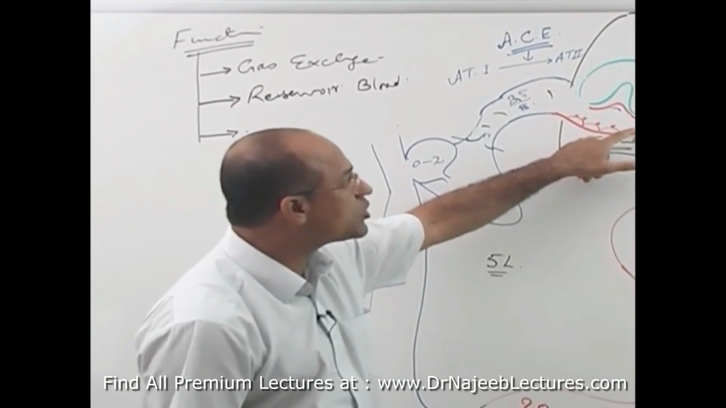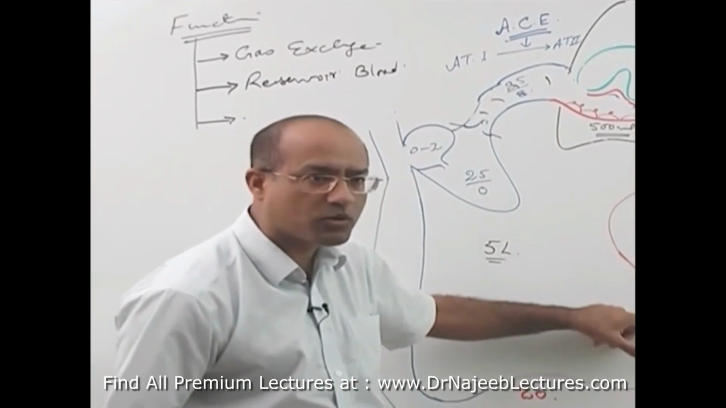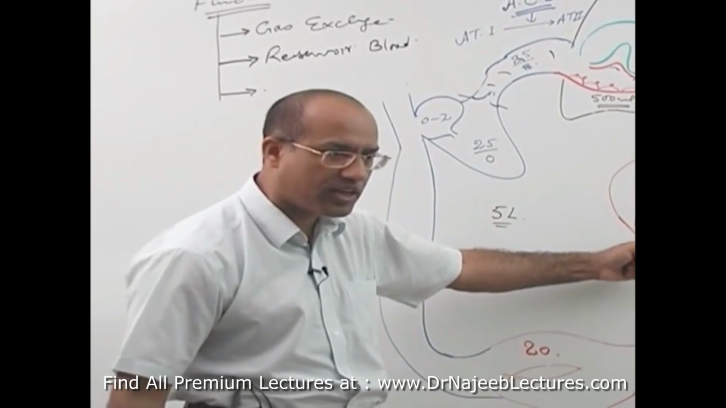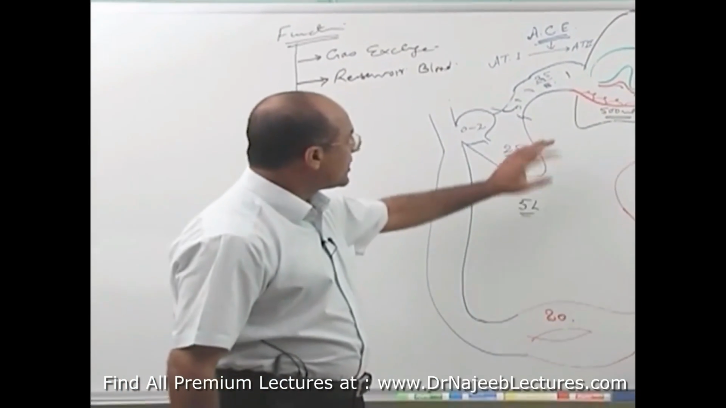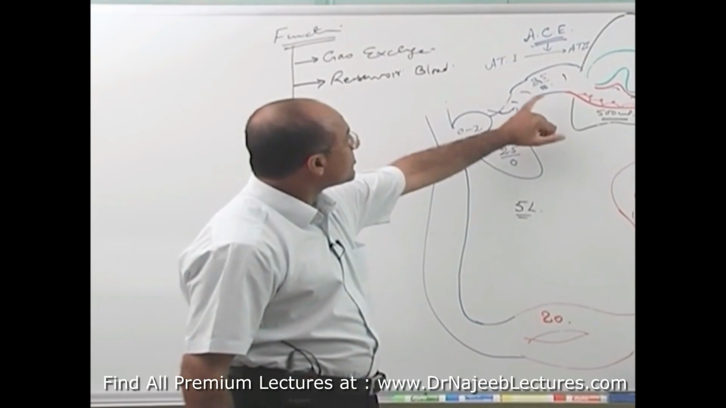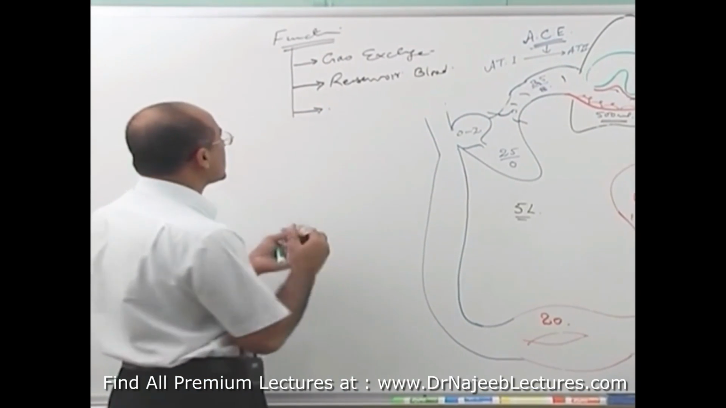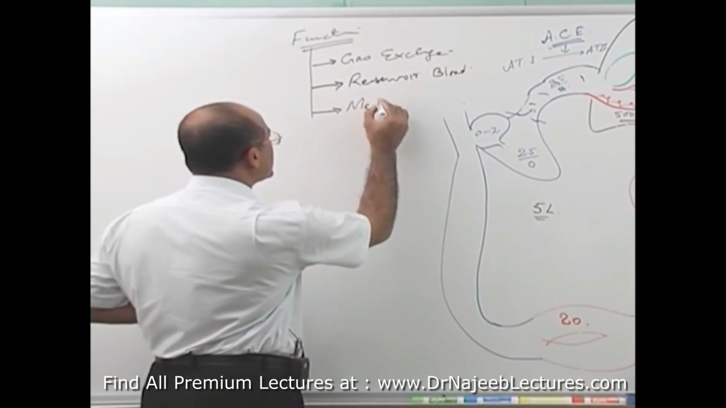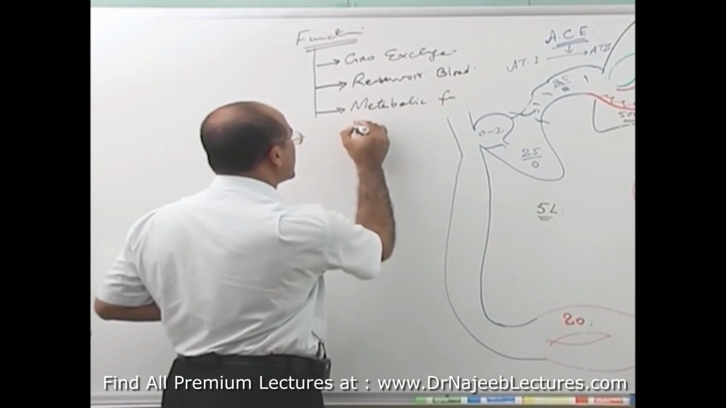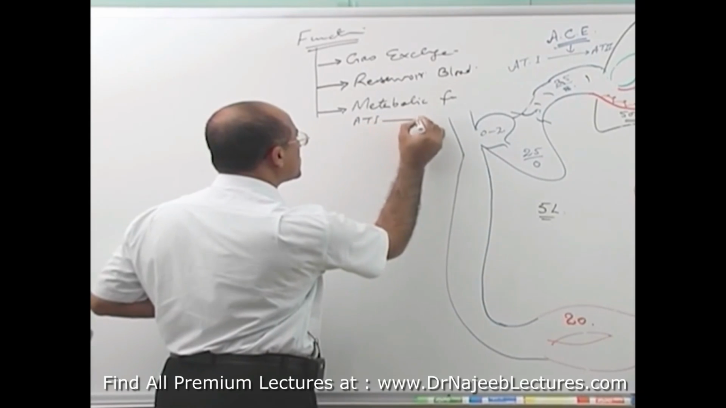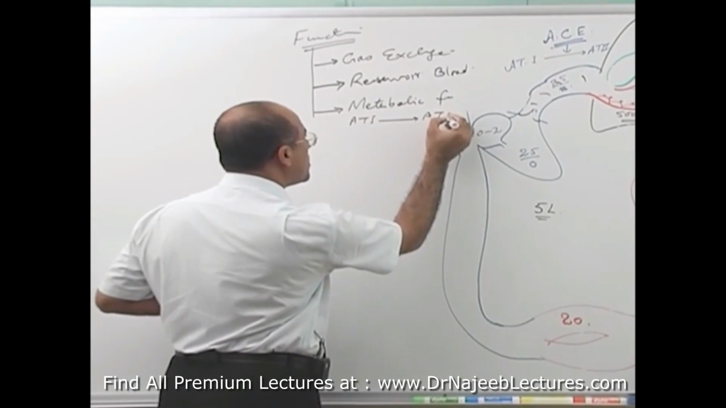And you must be knowing angiotensin 2 can go to systemic circulation. It's a strong vasoconstrictor, plus it has many other functions, right? Now, so this is one more metabolic function of pulmonary circulation, that it can convert angiotensin 1 into angiotensin 2.